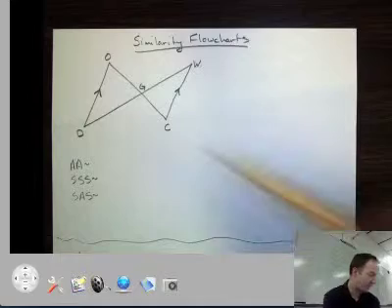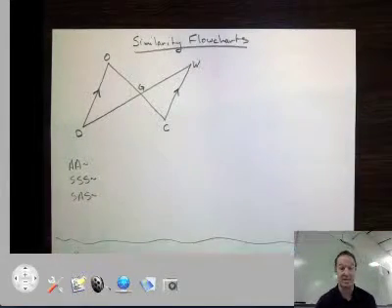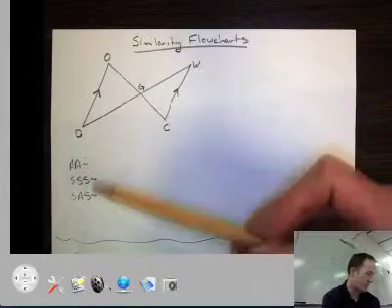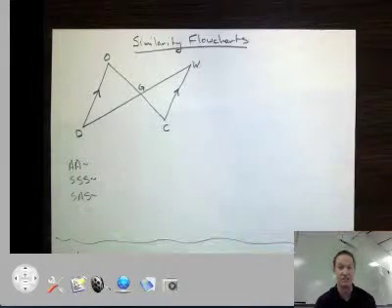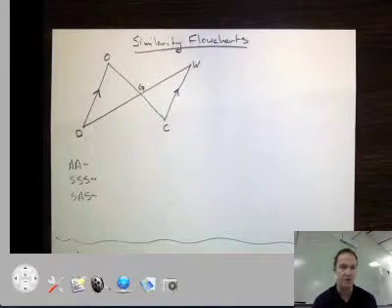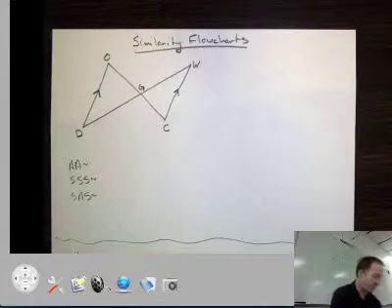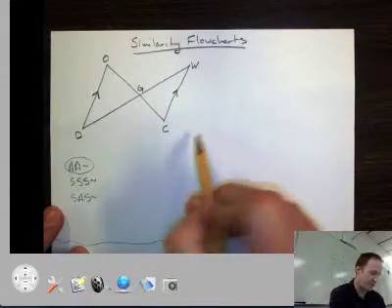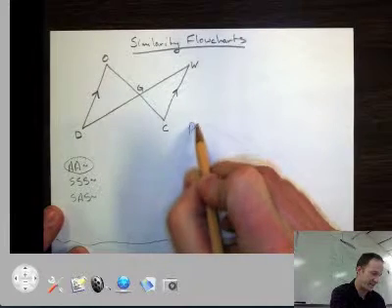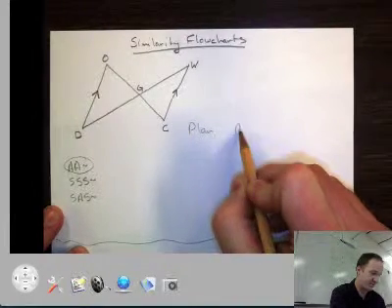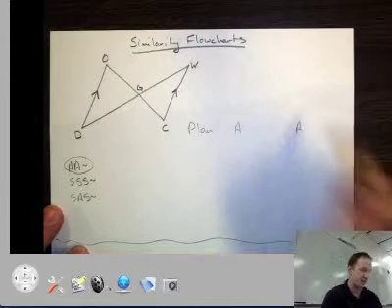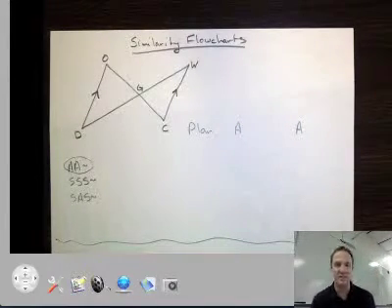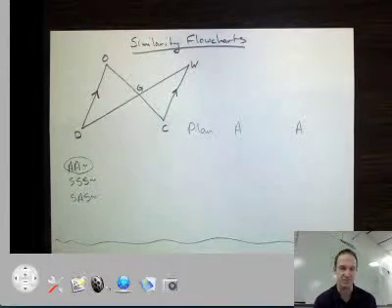So we're probably not going to use side-side-side because we need side lengths to check ratios. And we're probably not going to use side-angle-side because we also need side lengths to check ratios for that one as well. So we're probably going to use angle-angle. So let's start our flowchart with our plan here. And our plan is going to be to use angle-angle.